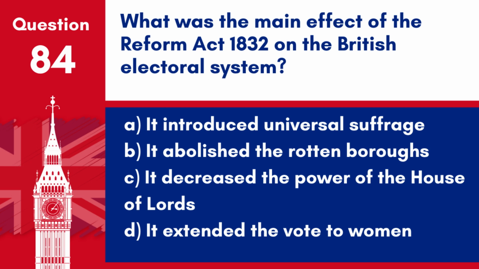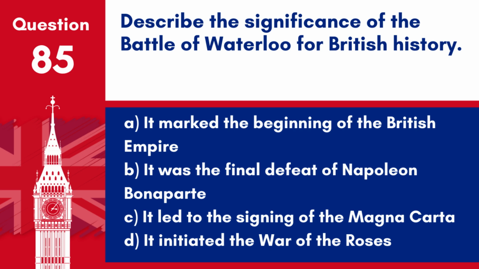Answer B. It abolished the rotten boroughs. The main effect of the Reform Act 1832 on the British electoral system was that it abolished the rotten boroughs. Question 85. Describe the significance of the Battle of Waterloo for British history.